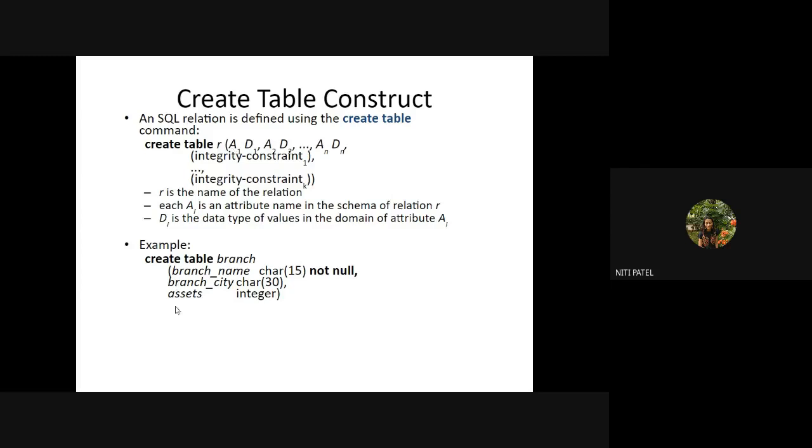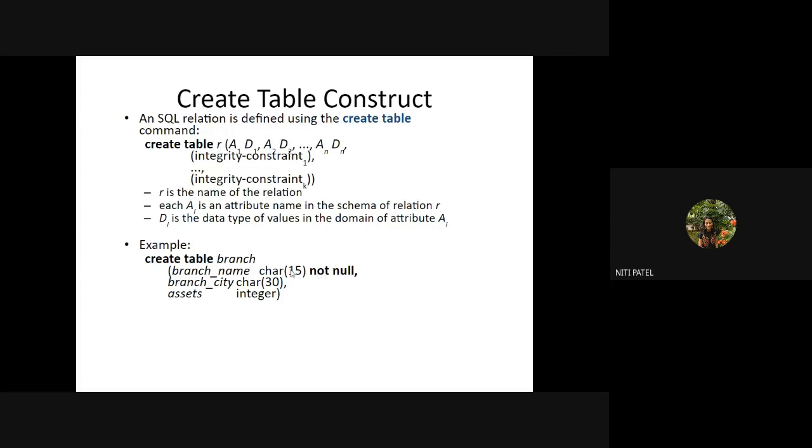We have created a table called branch. So what do we write? Create table branch, open the round bracket. What is the first column? The first column is branch name. After that, what do we specify? We have written A1 as branch name, D1 as the data type, char 15. Now, if you see, not null is a constraint that they have added. We won't be adding this not null right now. We will see it when we learn integrity constraints.